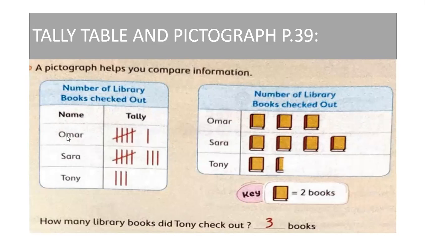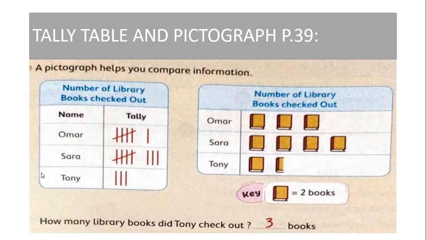Here is the name, Omar. How many books did Omar read? 1, 2, 3, 4, 5, 6. Here the key is 2. Key of one book equals 2 books. So here 1, 2, 3, 4, 5, 6, exactly like the tally marks. Sarah here 1, 2, 3, 4, 5, 6, 7, 8. Let's go count 1, 2, 3, 4, 5, 6, 7, 8.